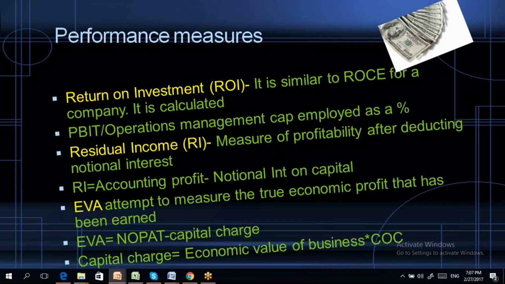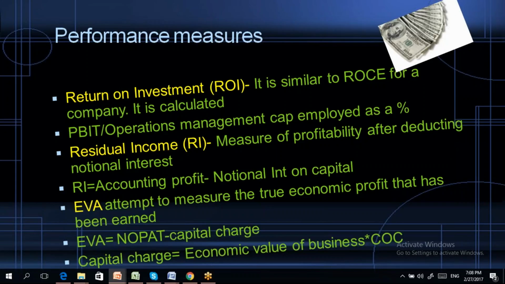So you have to do a little bit of a calculation, because tax is deducted for interest for tax purposes. We have to add interest net of tax to our profit and then arrive at net operating profit after tax, minus what we call a capital charge.